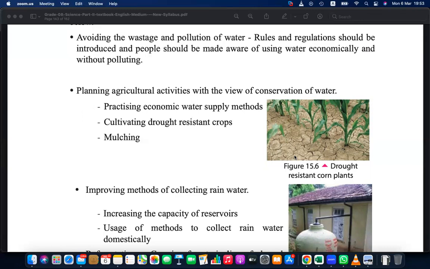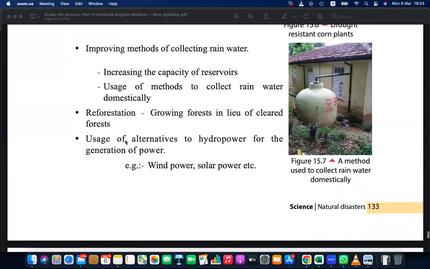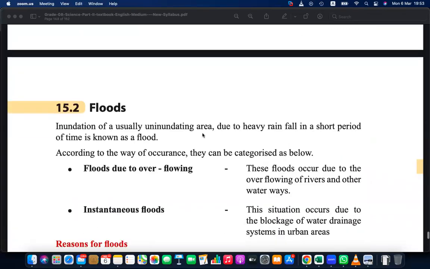So that is another thing, right? Then water management, rainwater harvesting. As I said, these exist in the North Central and Northern provinces, where rainwater is collected and purified. Reforestation, as I said, reduce the hydropower, alternative power systems like solar.